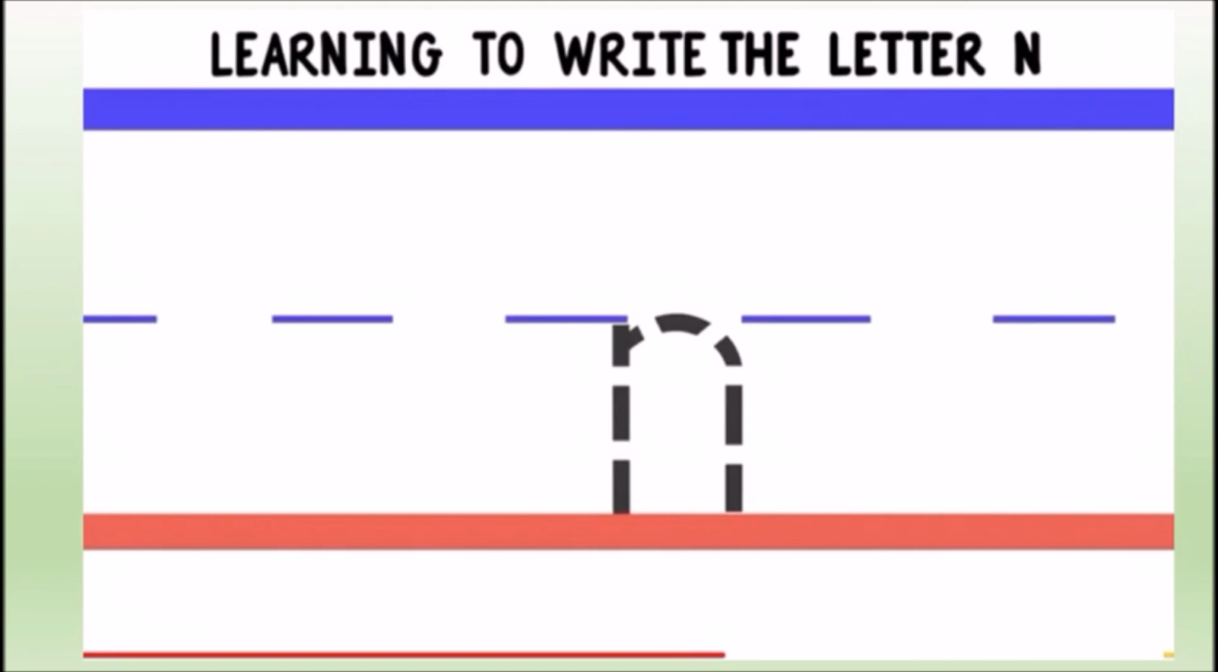To write lowercase n, we'll start in the middle and do a straight line down. Then go back up and do a curved line and down. Good job! Let's do that again.